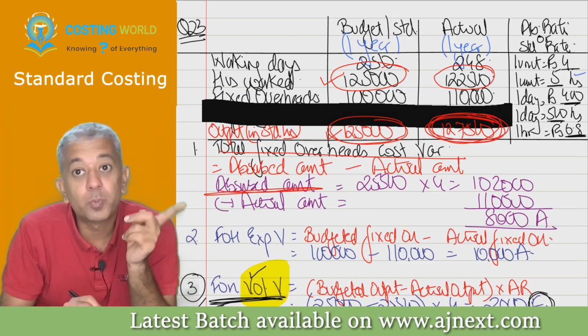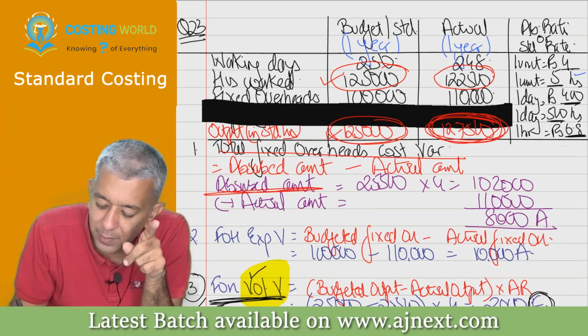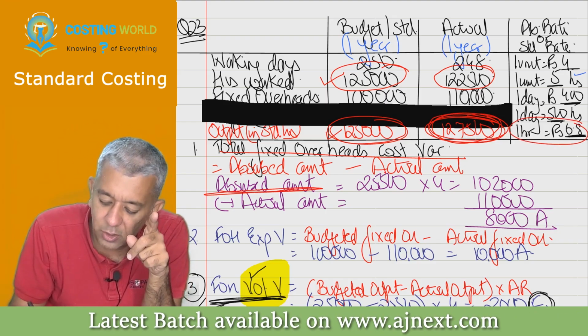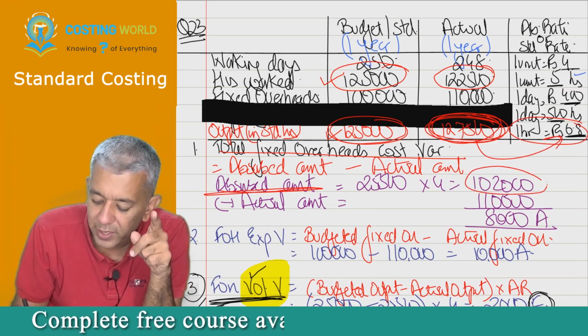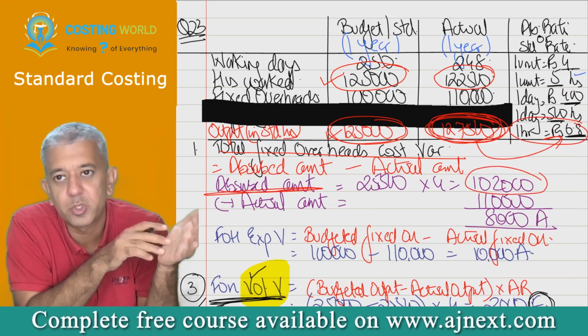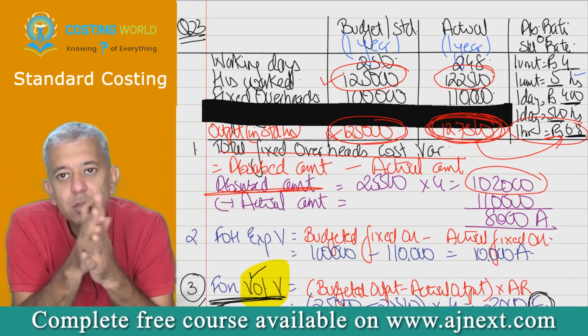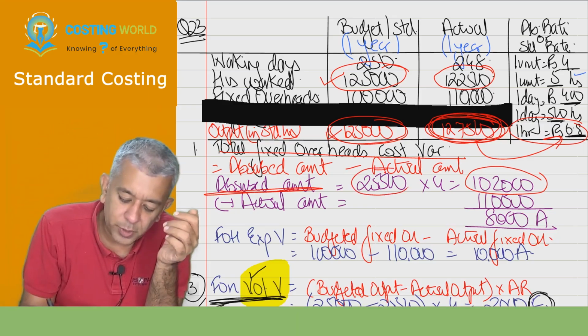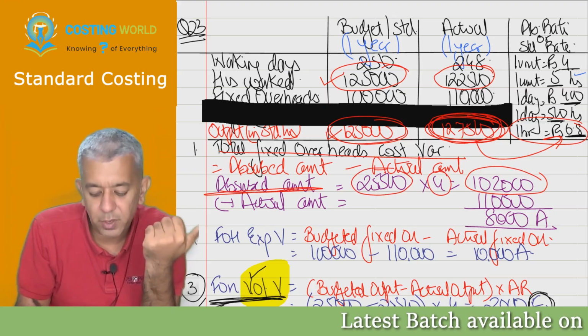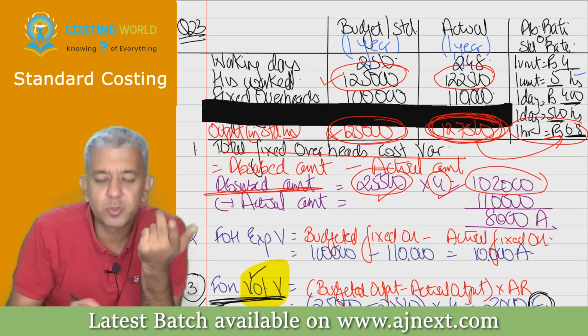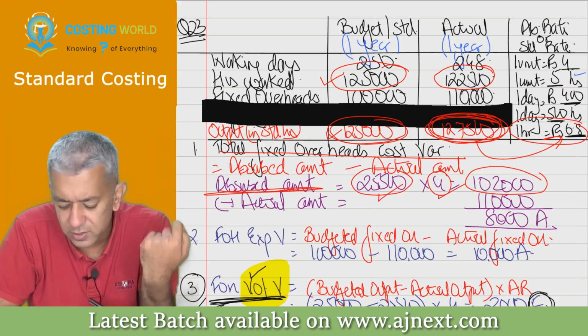Now this is output in standard hours. So obviously I'll multiply by rate per hour. Please take your calculator, do 127,500 into 0.8. It should be coming to 1,02,000 only. Please do it. Yes, sir. So instead of writing output in units into absorption rate per unit, you can write down output in standard hours into absorption rate per hour. Okay, so therefore answers will be coming same.